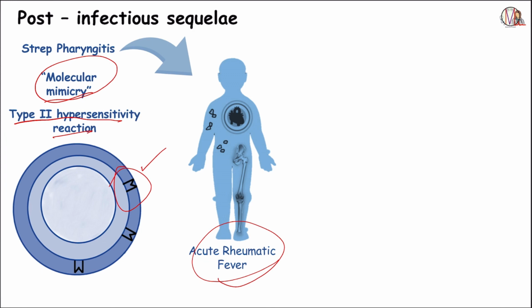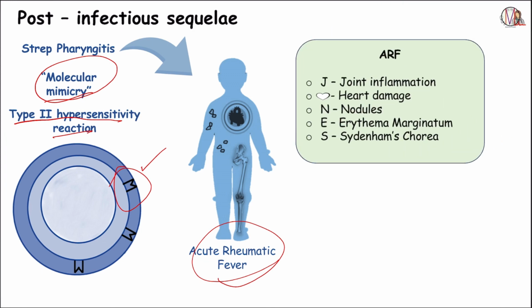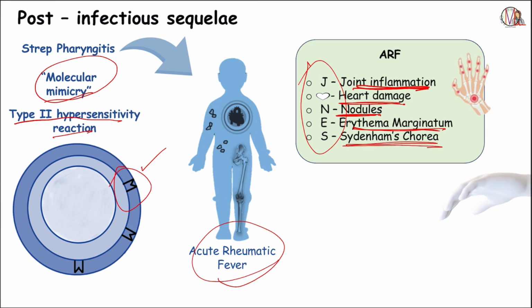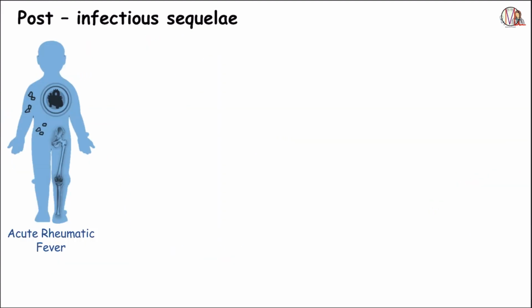Symptoms of acute rheumatic fever can be remembered using the mnemonic Jones, which stands for joint inflammation, heart damage, nodules in elbow, knees, and joints, erythema marginatum, and Sydenham's chorea, characterized by rapid hand movements.